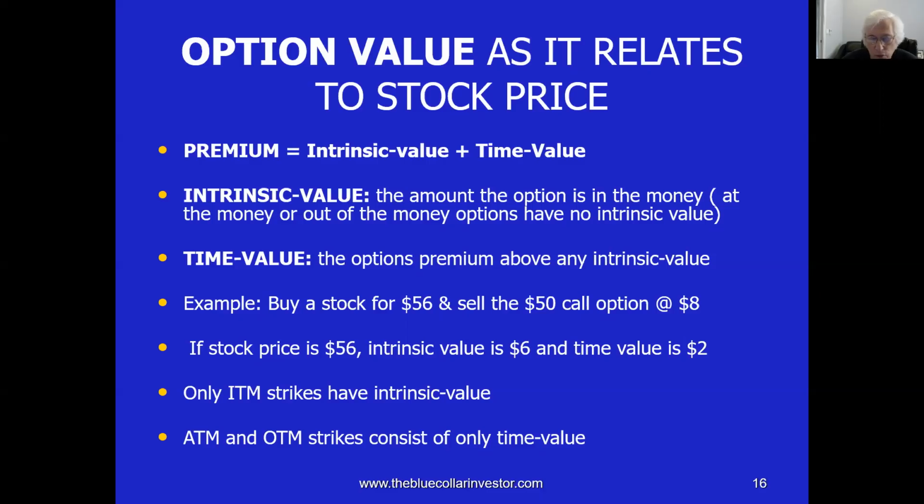Now, at the money strikes: buy a stock at 30 and agree to sell it for 30. And out of the money strikes: buy a stock at 48 and agree to sell it for 50. The premiums are all time value, all actual initial time value profit. The only strikes that have an intrinsic value component to them are the in-the-money strikes, the ones lower than current market value.